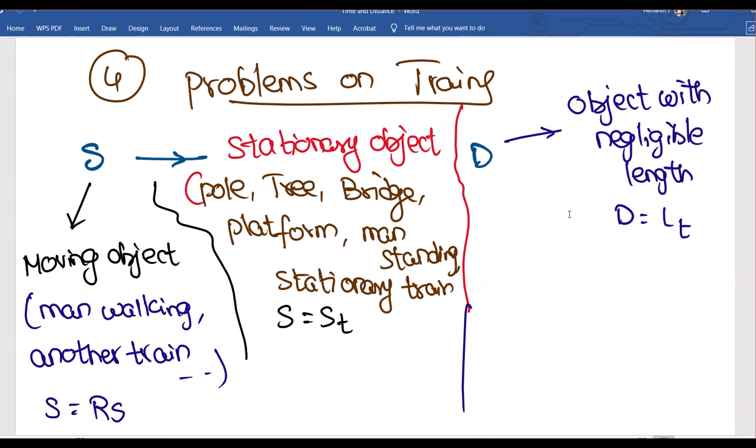See, some trains are 1 kilometer in length, 300 meters, 500 meters, like that. Compared to the train length, what are the examples of an object with negligible length, sir? Train crossing a man, whether the man is sitting, standing or running, the man's length is negligible compared to the train length. Train crossing a tree, the tree length is negligible compared to the train length.